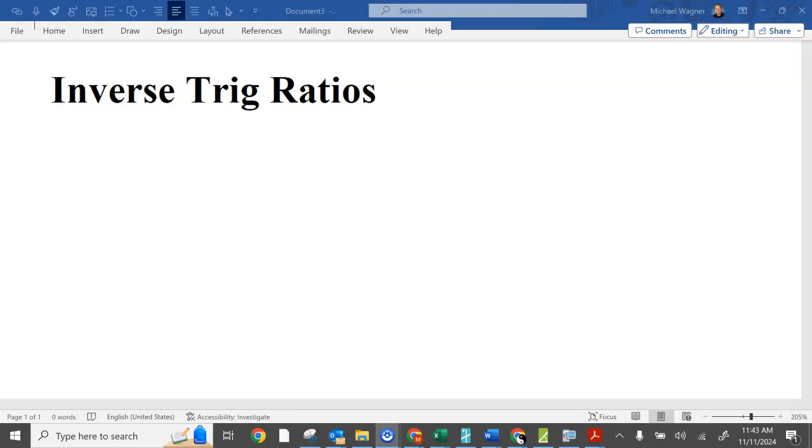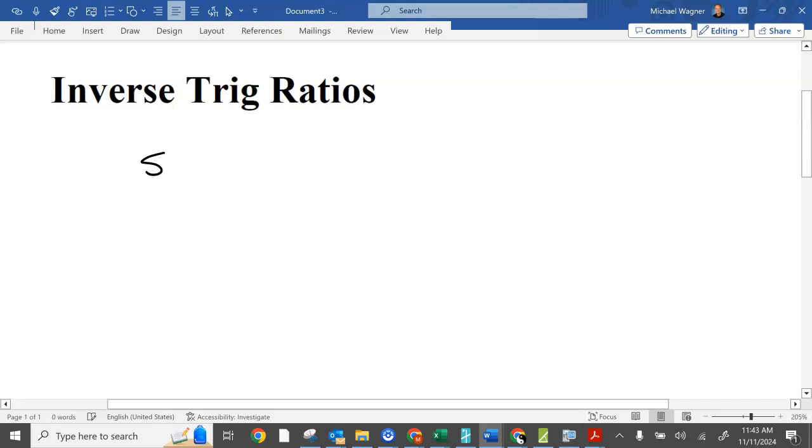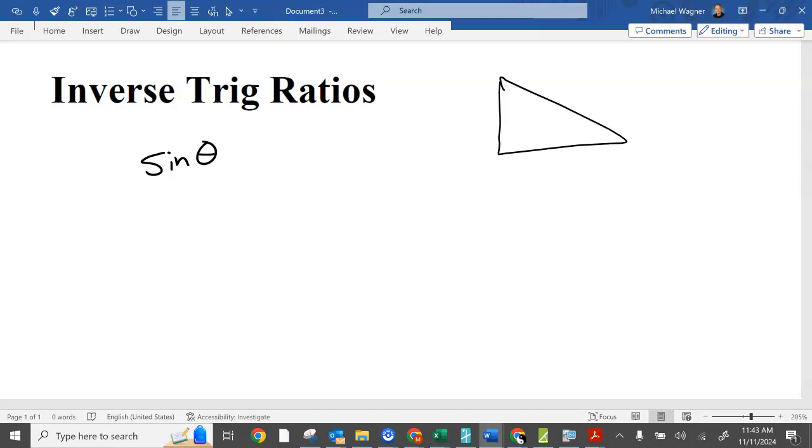Okay, so let's go ahead and think about what we already know. So we know the regular ones, it's sine theta, right? Or the angle. So let me draw a little triangle, maybe like that. And we've got, for example, theta over here. And then this would be opposite, this would be hypotenuse, and this would be adjacent, right? So we know that sine of the angle is equal to opposite side over hypotenuse, right?